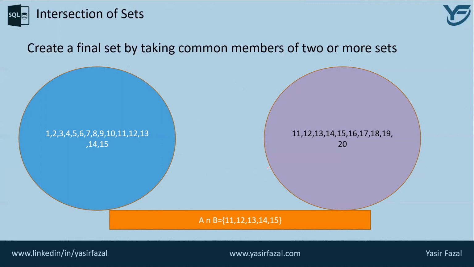So here you can see there is a set A, and then there is a set B, and the intersection is denoted by the reverse U sign, or you can say like N, but it's a reverse U sign. And between the parentheses, only the common members are there, which are also present in these two sets, which I am highlighting on the screen.